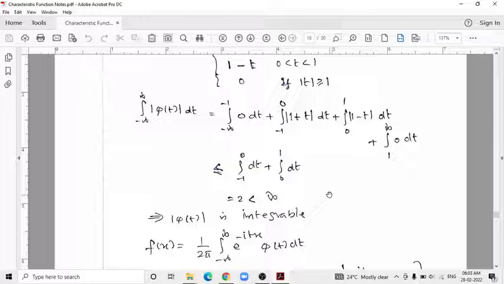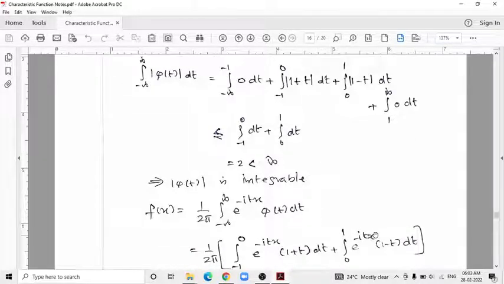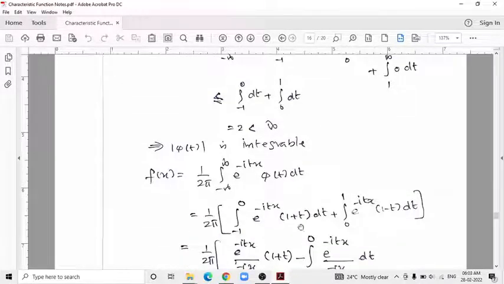So now we get back to the inversion formula. We have f of x equal to 1 by 2 pi integral minus infinity to infinity e raised to minus itx phi t dt. So we substitute the equation of phi t here. So 1 by 2 pi integral minus 1 to 0 e raised to minus itx (1 plus t) dt. That is when t lies between minus 1 and 0, and the second part is when t lies between 0 and 1. Over that interval, phi t will be 1 minus t. So e raised to minus itx (1 minus t) dt.